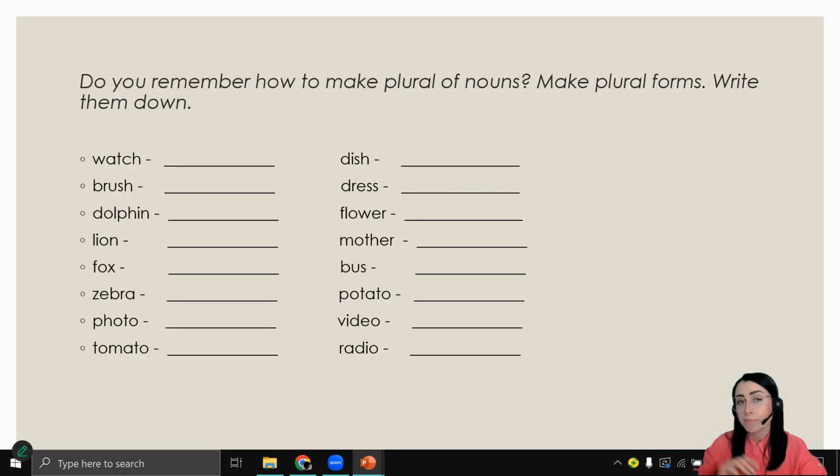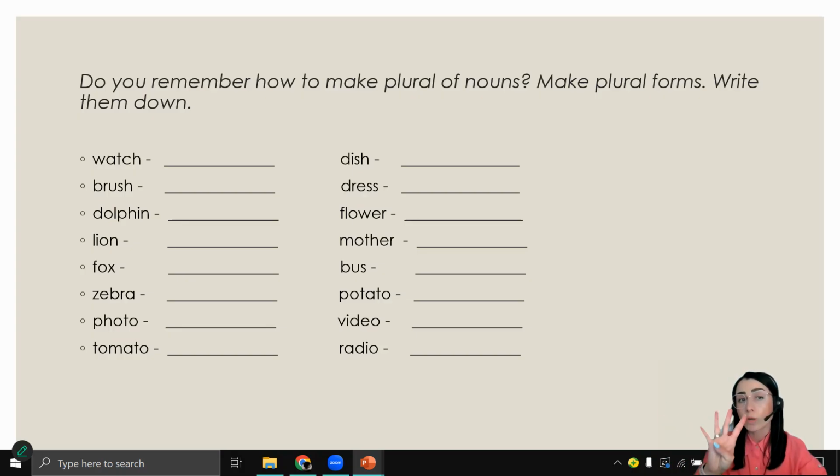Rule number 3. If the word ends with y, we should pay attention to the letter which is before y. If it is a vowel letter, we just add ending s. For example, toy, toys, boy, boys. But if we have a consonant before y, y disappears or changes into i, and the ending will be ies. For example, lady, ladies, baby, babies.